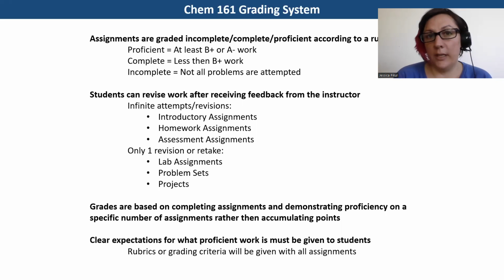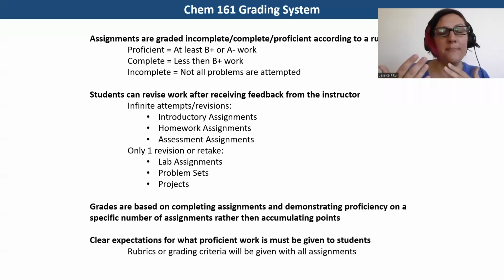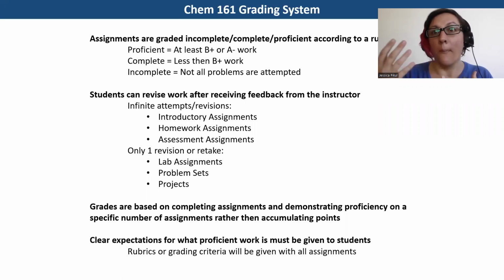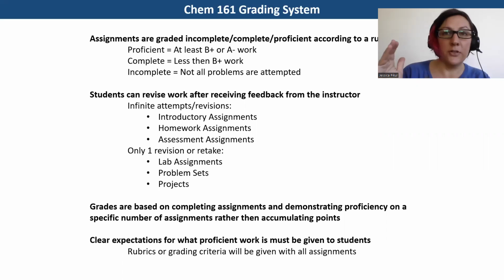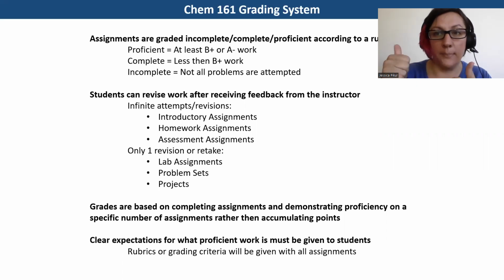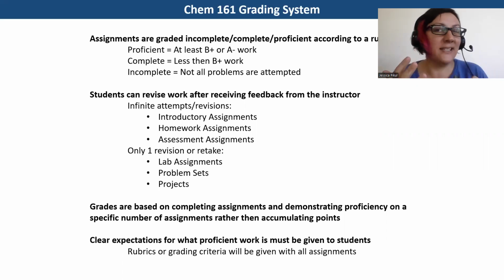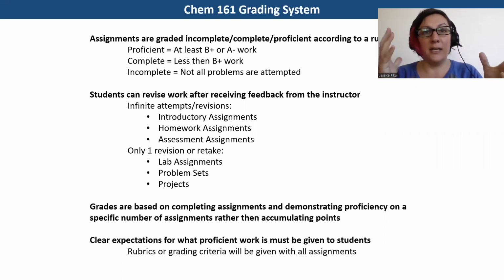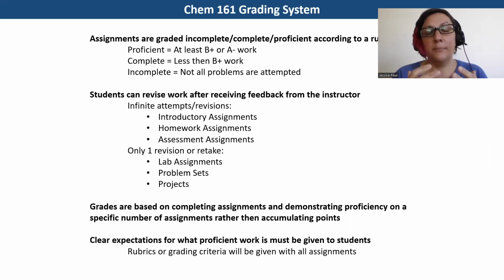So to start with, all of our assignments are going to be graded with only 3 grades. It's either incomplete, complete, or proficient, which is like a B+ or A- level of work or better. It's like, yeah, you are completely proficient in this learning goal. Good job. Complete is like less than B+ work. It's you completed the task as assigned. The work is at about a C or B- or B level. And incomplete is usually that not everything is done yet.